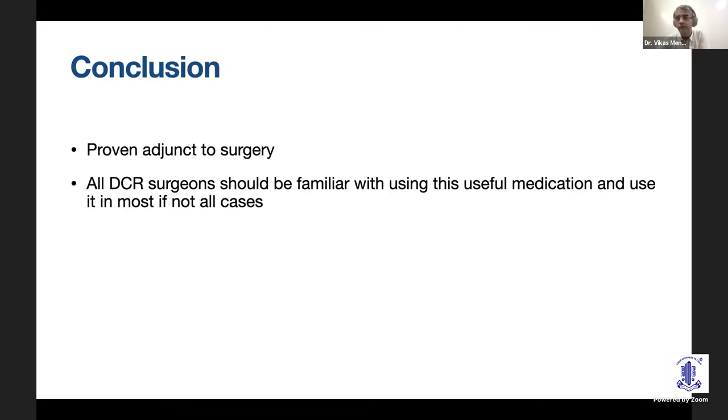I specifically did not put any slide for indications of Mitomycin C because I use Mitomycin C in all my DCRs. So there is no specific indication, but if somebody were to pick out a few indications, then obviously pediatric group, post-trauma group, or a failed DCR, wherever you are anticipating more scarring, you could go with it if you are going to use it selectively. But if it's a major surgery, the patient is coming to you one time, and the repeat surgery does not have that good an outcome, why not give our best to the patient in the first go itself? That is the whole point.